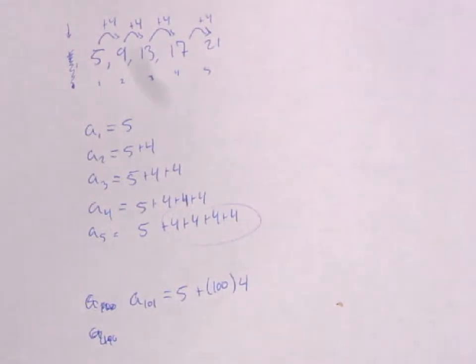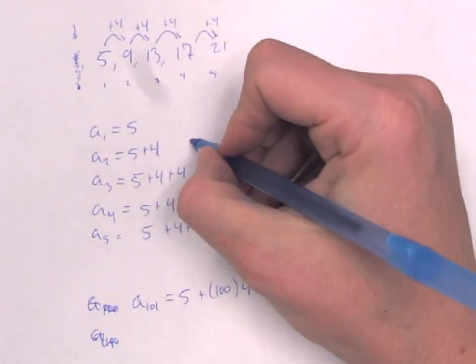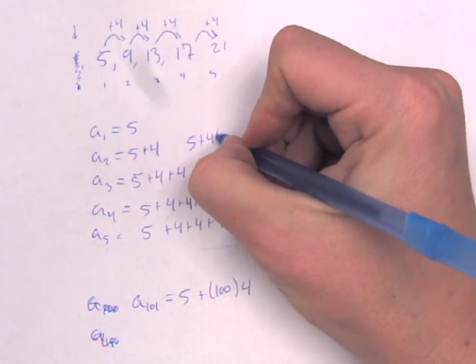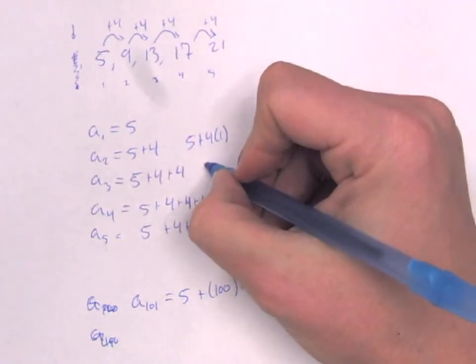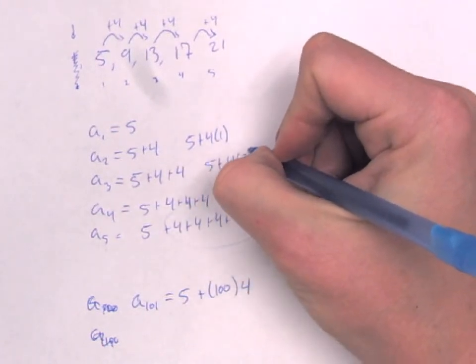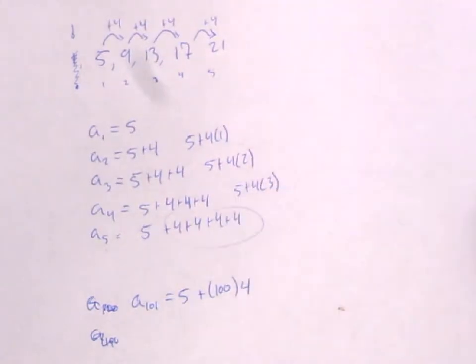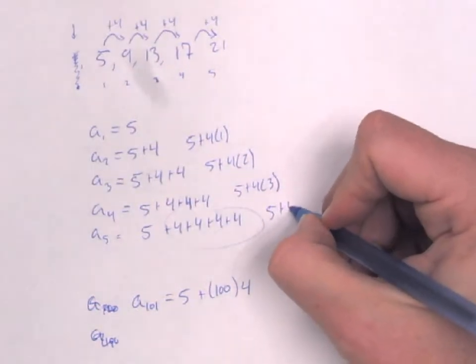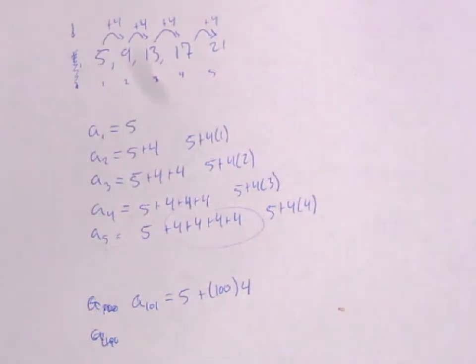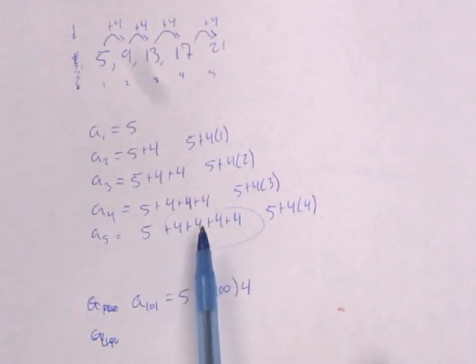Okay? Let's go back and look at that pattern. This is 5 plus 4 times 1. This is 5 plus 4 times 2. This is 5 plus 4 times 3. This is 5 plus 4 times 4. Okay, so notice that I'm always multiplying by 4 because I have a group of 4s.